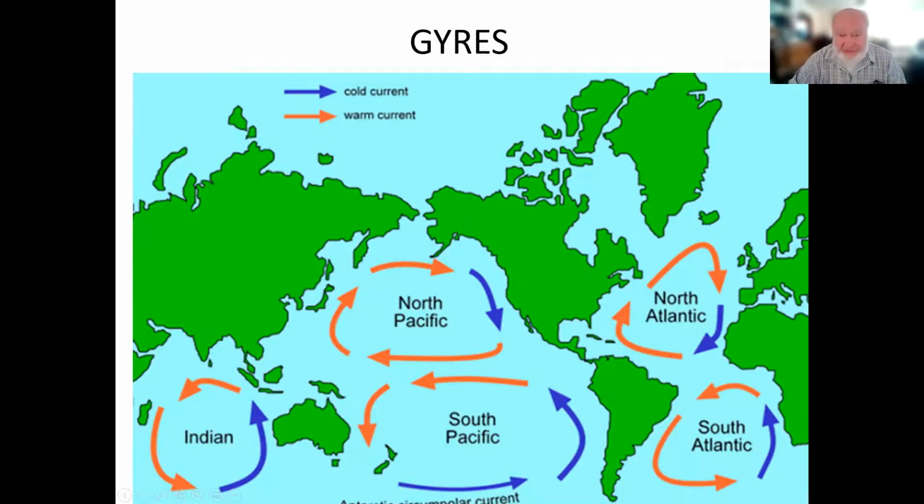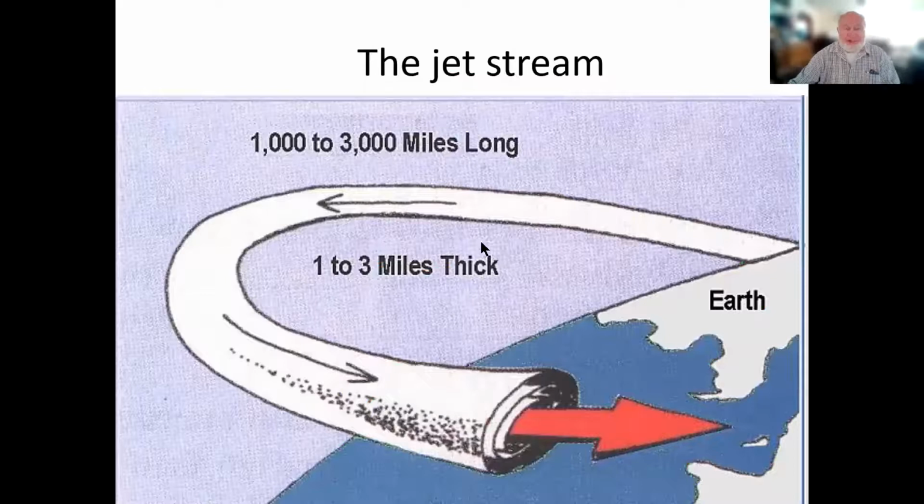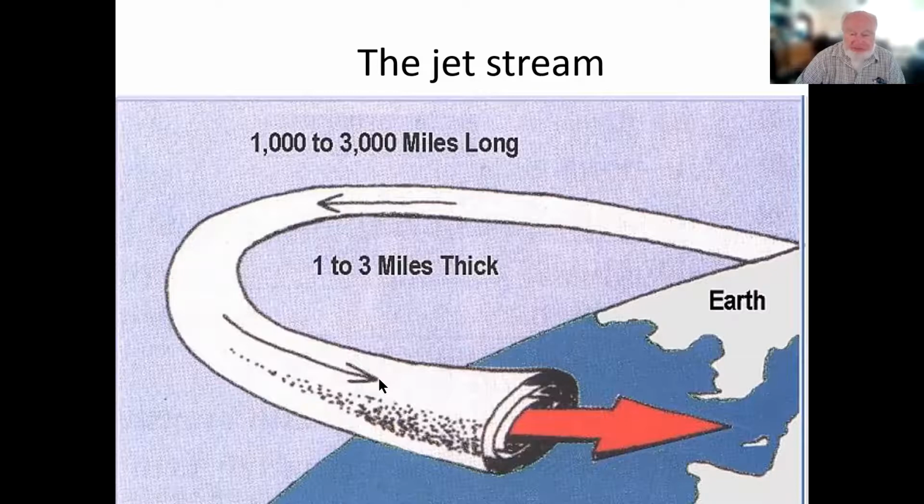Finally, the jet stream. The jet stream is like a hose. It's very thin. It's only a few miles in diameter. It runs from west to east very fast, 200 miles an hour. And this has a profound effect on our weather, a profound effect.